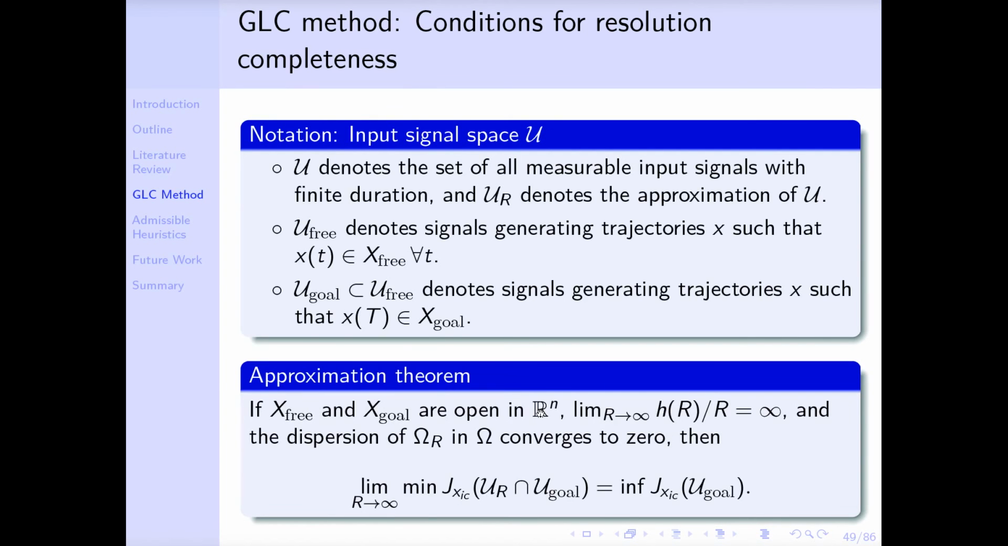An additional assumption that we need to impose on our algorithm is that the free space and the goal sets need to be open sets in the standard topology. With this assumption, what we can show is that as we increase the resolution, the minimum cost input signal from our approximation, which also satisfies the motion planning specification, will converge to the optimal cost for this problem. So that's good. We have a way of numerically approximating the optimal solution. We could, in theory, get an approximately optimal solution by enumerating this set UR.